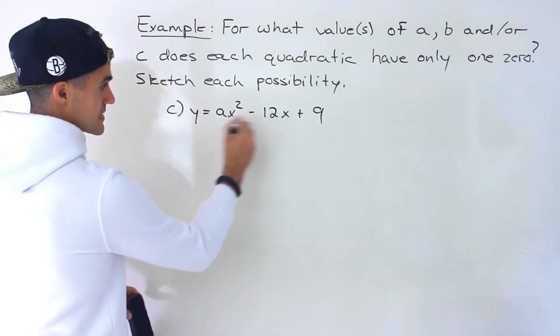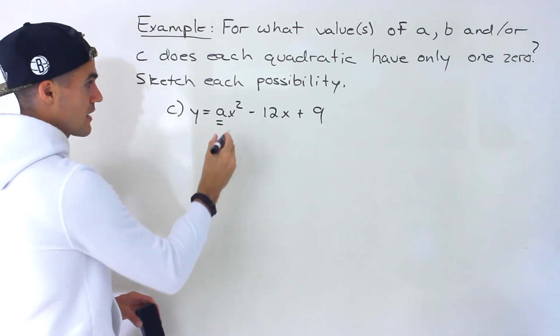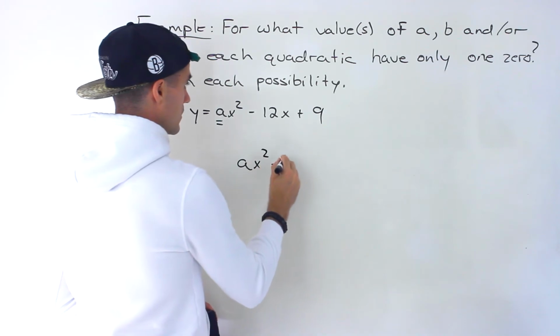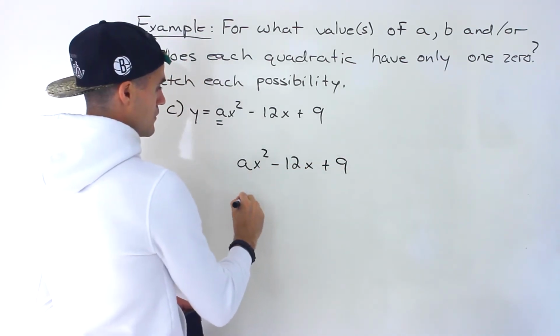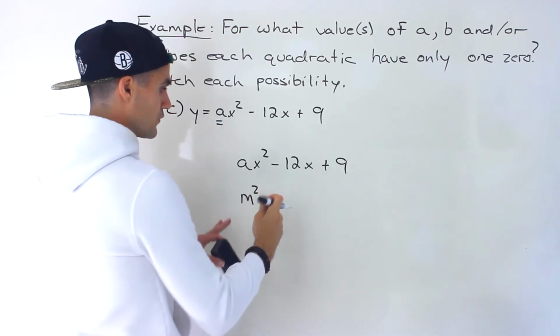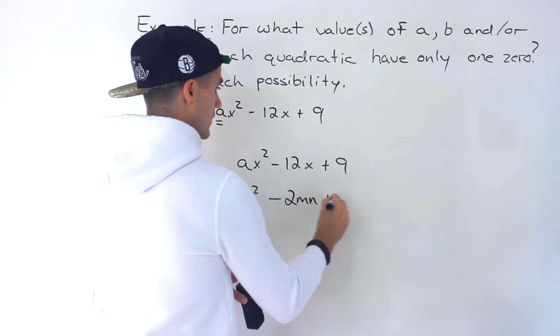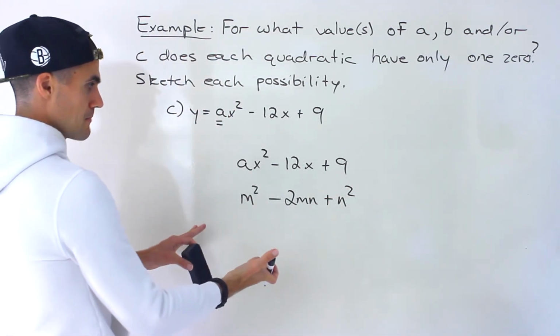So notice in this case, instead of solving for the b value like we did in parts A and B, we're going to be solving for the a value now. So I'm going to take this quadratic, let's write it over here. And because we have a negative here, remember there's two perfect square trinomial formulas we could use, so I'm going to use this one over here, like that. And then we could just mix and match these.